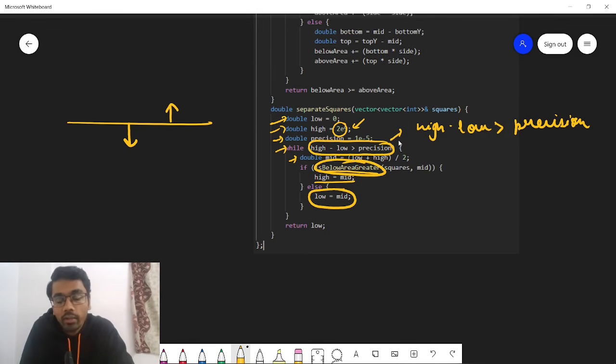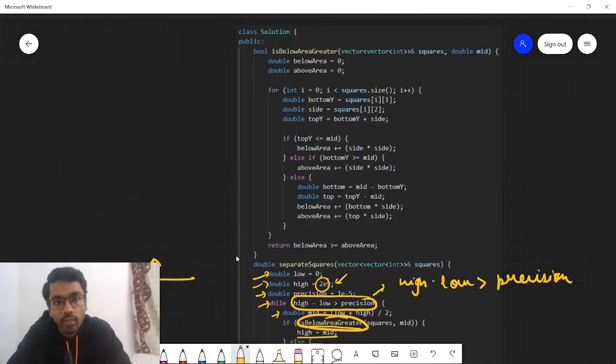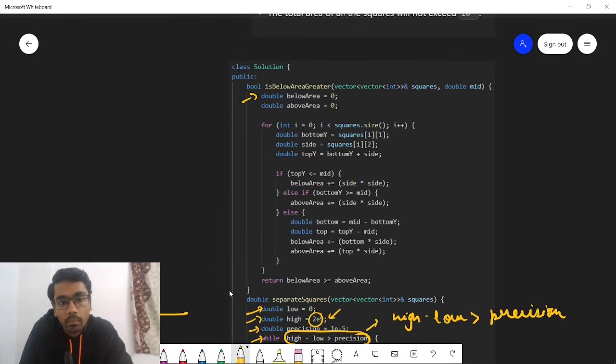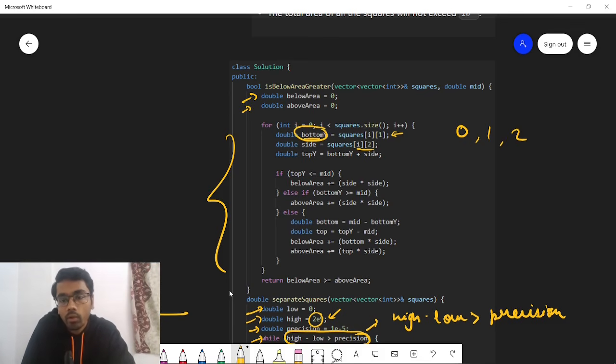And how are we calculating the areas of the squares? So this is that function. We are declaring two variables, below area and above area, and then we are iterating on the squares. First we are getting the bottom y coordinate, which is given to us as the square value. So square of 0 tells us the x coordinate, and square of 1 will give us the y coordinate. So this will give us the bottom y coordinate. Side is nothing but the second value of square, so squares of i comma 2. And the top y we can calculate by just, if you have the bottom point and the side value, we can calculate the top point like this: bottom y plus side.